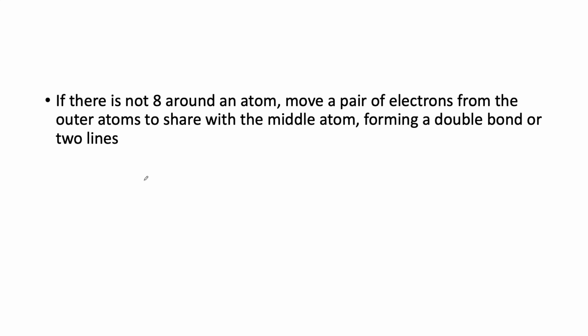So if I look at something like this, for example, I need 2 here. I'm going to take this one, move it to the center, and so we end up with a C double bond O. This is what we mean by double bond: 4 electrons, or 2 pairs of electrons, being shared between 2 atoms. This is really not a complete structure. There's more wrong with this, but we'll talk about that later. So this is what we're doing.